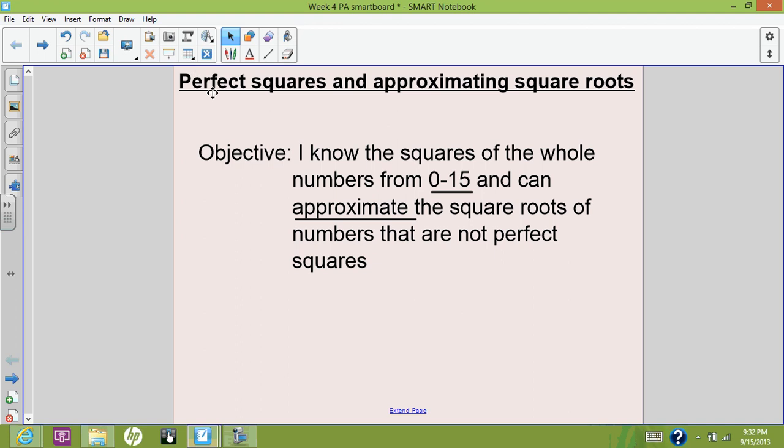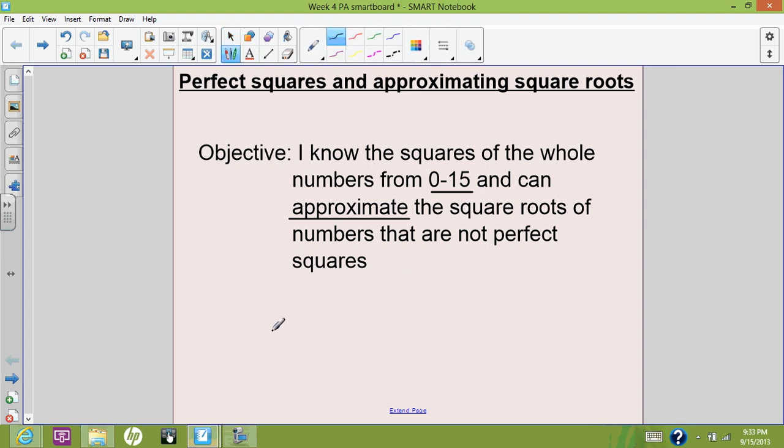Today our topic is perfect squares and approximating square roots. Go ahead and put that heading at the top of your page, including the date and the page number. And your objective today is, I know the squares of the whole numbers from 0 to 15 and can approximate, that's an important word, the square roots of numbers that are not perfect squares.